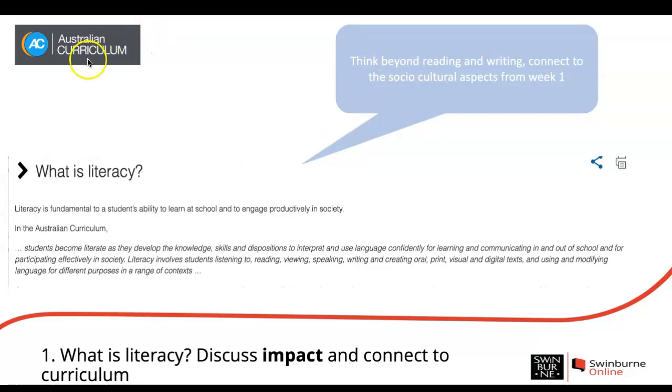So what I have done from the Australian curriculum, and in a moment I'll switch slides and just connect to the internet and show you where I got this information from. You can find so much in the aims, in the rationale about what is literacy. It defines it for us. It talks about the fact that literacy is fundamental to students' ability to learn at school, but also to engage in a productive society. That's what we are educating students for.